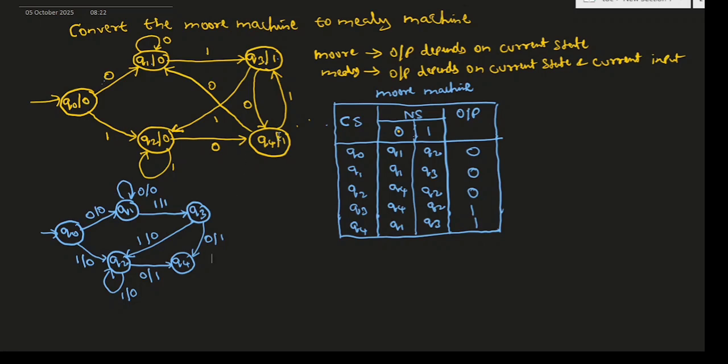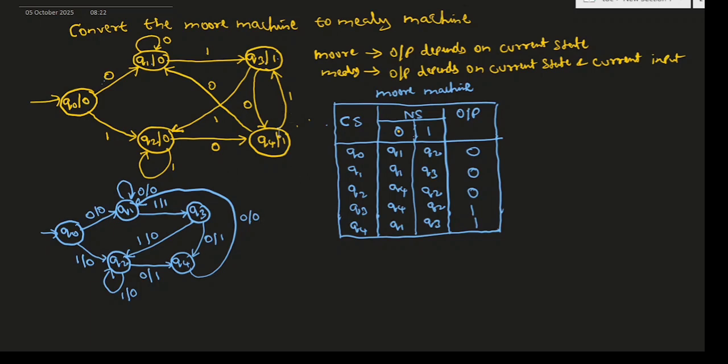Now go for Q4. In Q4, when 0 is applied, it is going to Q1. So we'll just try to make this diagram. I'll make a loop like this. In Q4, when 0 is applied, it is going to Q1. And what is the output for Q1? It is actually 0. So 0 bar 0.